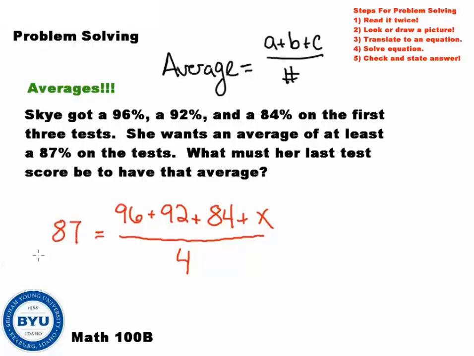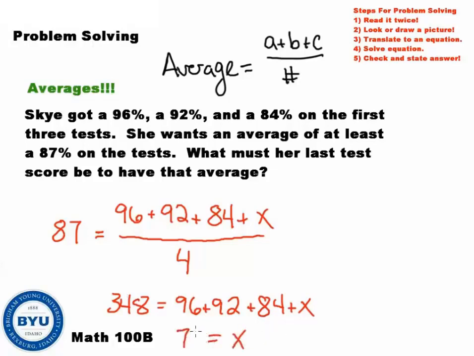So to solve this, we're going to multiply both sides by 4 to get rid of the division. When we do that, we get 348 equals 96 plus 92 plus 84 plus x. We then can just subtract each of these out of the 348. So I go minus 96, minus 92, minus 84. You can use a calculator if you want. You should have got that she needs a 76% on that last test to make sure that she has an 87% overall on her test averages.